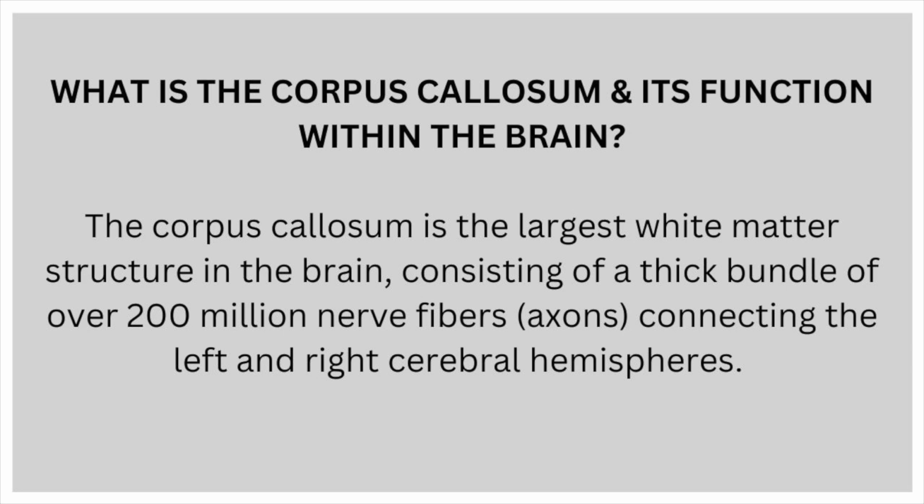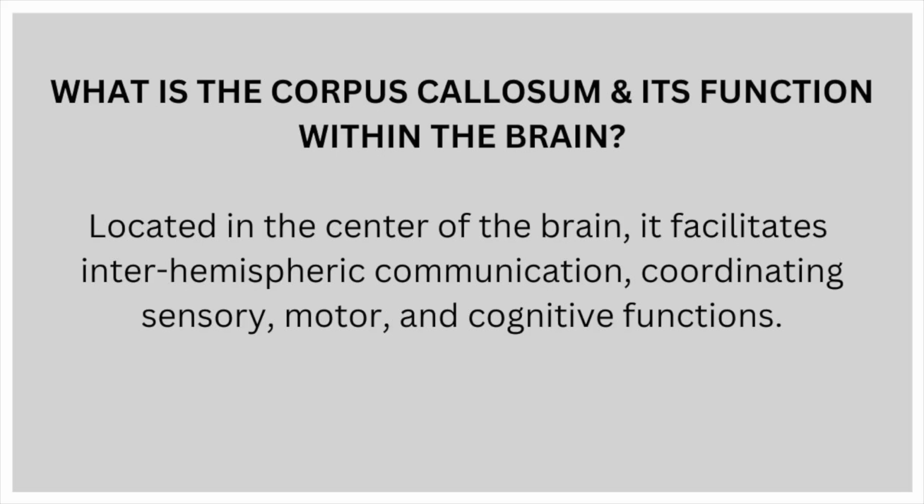What is the corpus callosum and its function within the brain? The corpus callosum is the largest white matter structure in the brain, consisting of a thick bundle of over 200 million nerve fibres, axons, connecting the left and right cerebral hemispheres. Located in the centre of the brain, it facilitates inter-hemispheric communication, coordinating sensory, motor and cognitive functions.